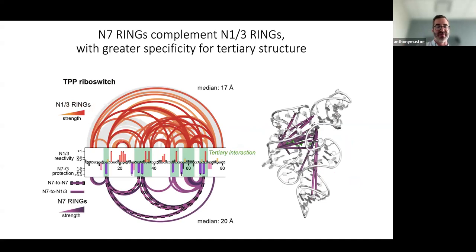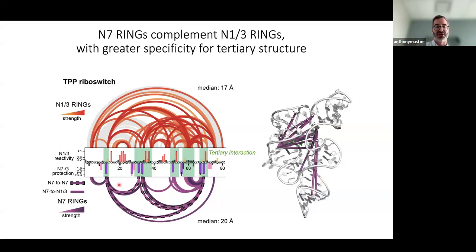The ring analysis was first applied over 10 years ago, looking at N1, N3 rings, by Kevin's lab. They showed that these do a pretty nice job of recapitulating 3D structure. And so now what we've done is extend that also to N7 rings. What we see is a number of correlated modification events that directly involve two N7 positions that become coordinately reactive or unreactive.